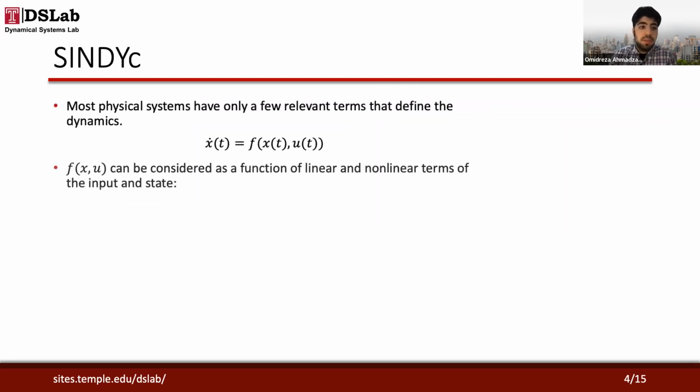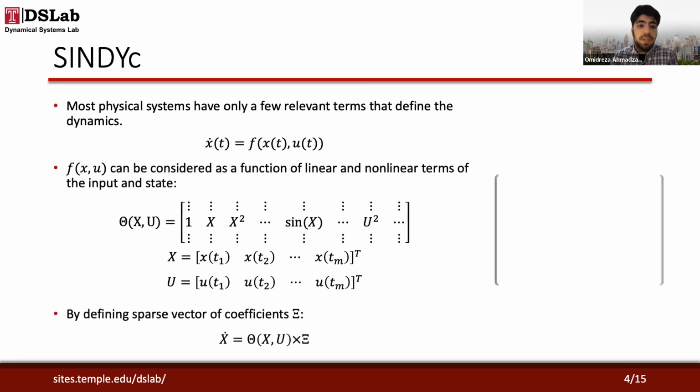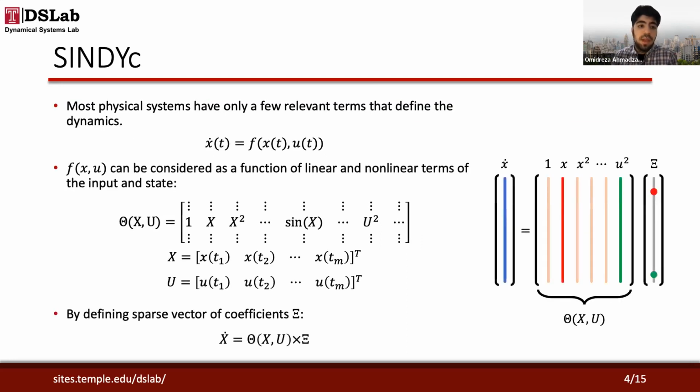So in SINDYc, we use the fact that most physical systems have only a few relevant terms that define the dynamics. So F can be considered as a function of linear and nonlinear terms of the input and state. So we can define theta as a library of potential terms, which can be polynomial and sinusoidal. And by defining a sparse vector of coefficients Kc, we can say that x dot would be equal to theta times Kc. Even here in the figure, it shows that we are going to find the active terms in the dynamics of the system. In the figure, only the terms x and u squared play a role, and other parameters in the Kc would be equal to 0.